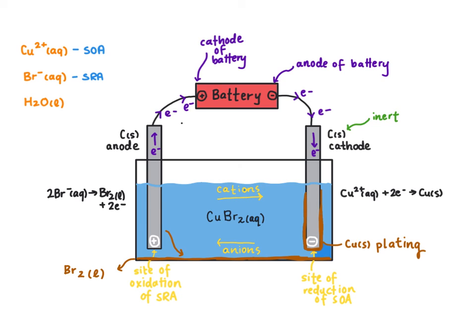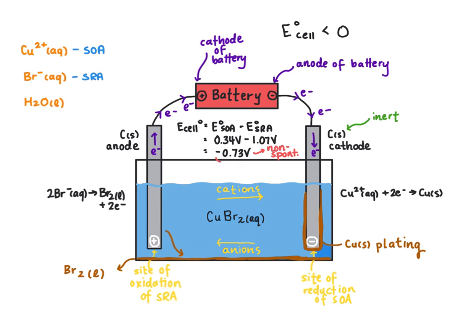To calculate E cell, we're going to use the same formula we've been using all along, which is the E0 value of our SOA minus the E0 value of our SRA. So our SOA is copper. It has an E0 value of 0.34 volts. Our SRA is bromide, and it has an E0 value of positive 1.07 volts. That gives us an E cell value of negative 0.73 volts. The negative cell potential indicates that the reaction is non-spontaneous, and all electrolytic cells will have an E cell value that is negative.